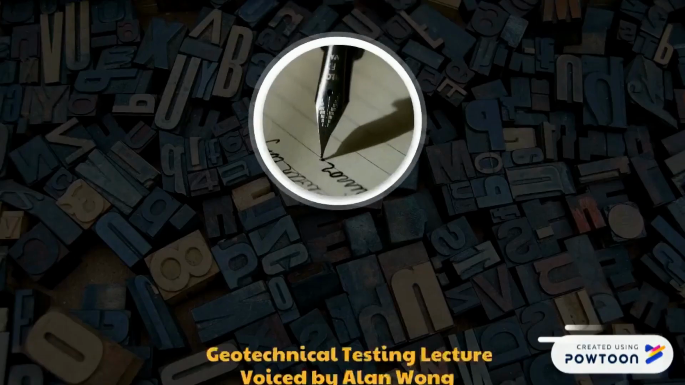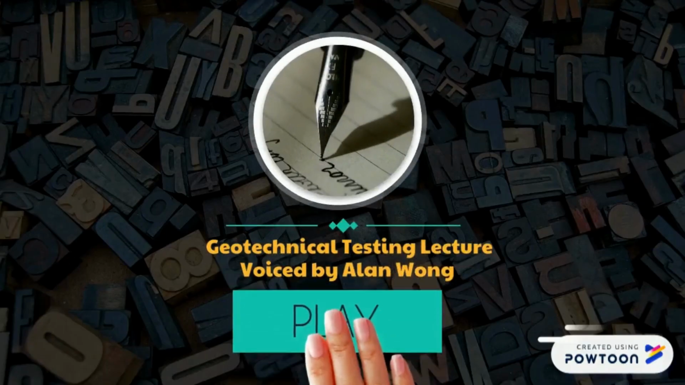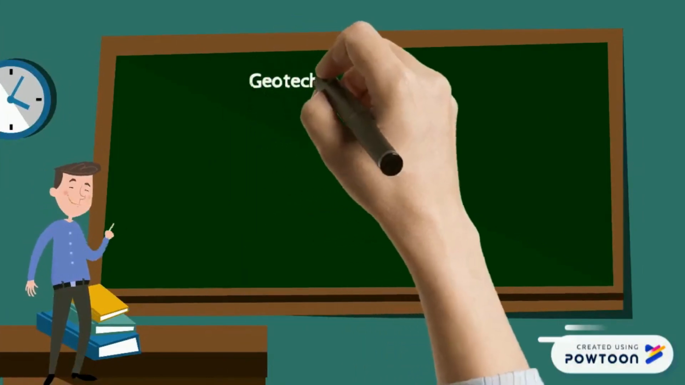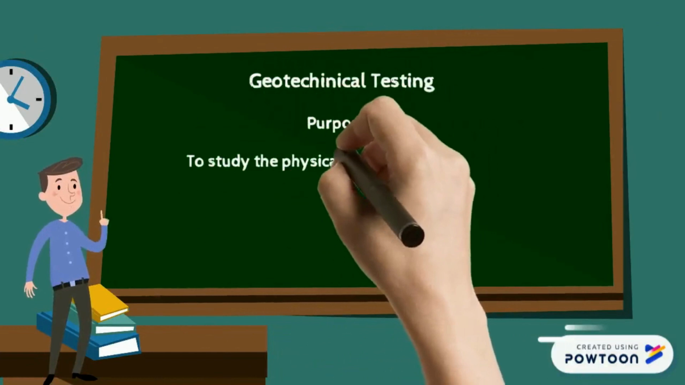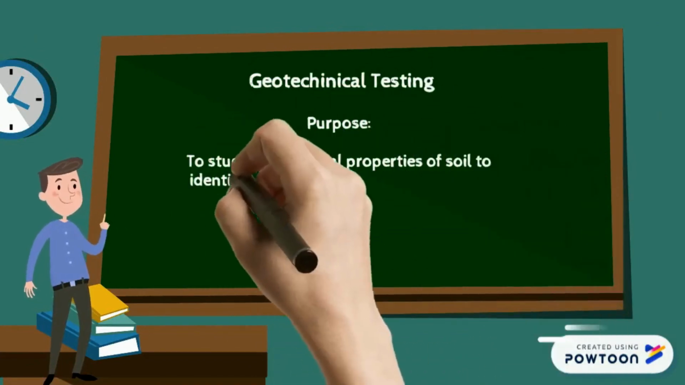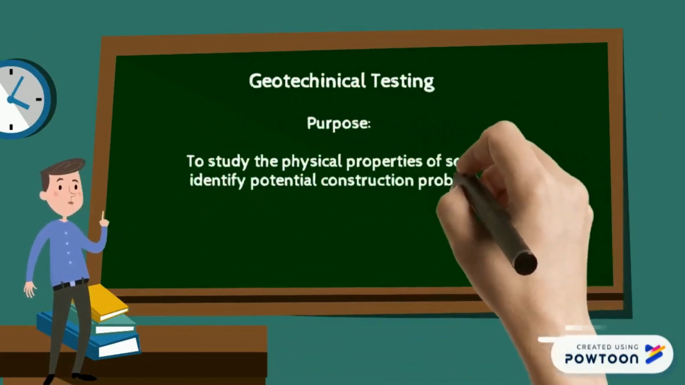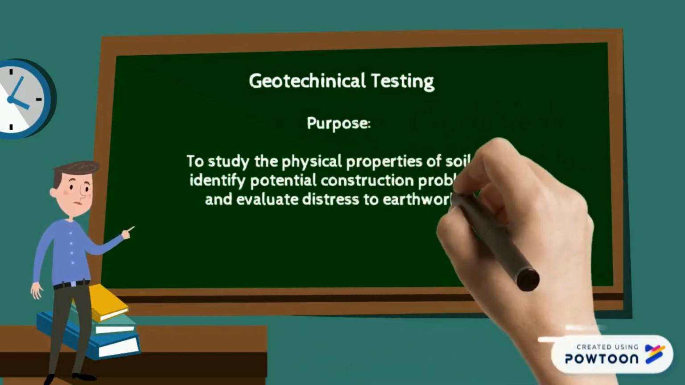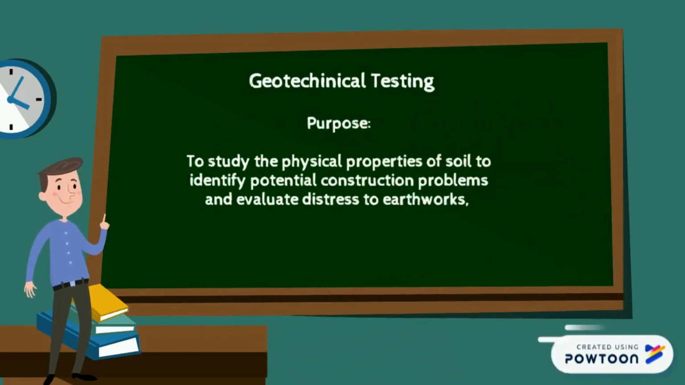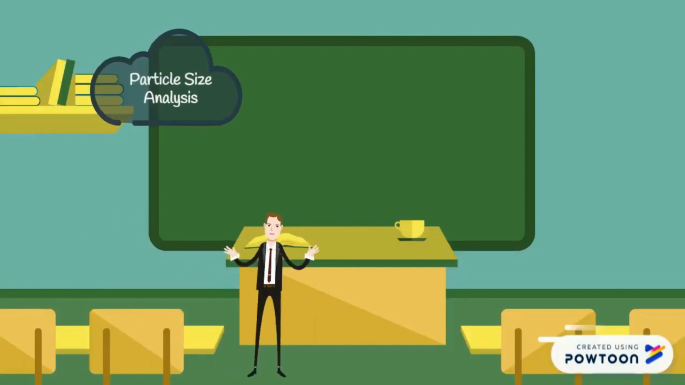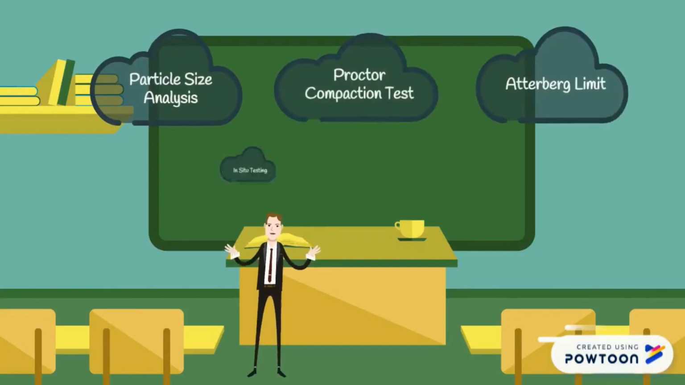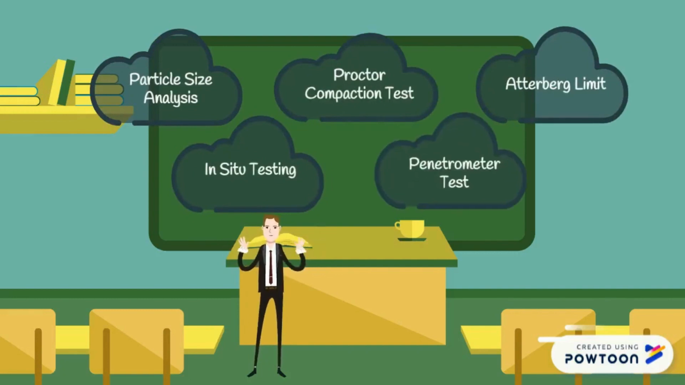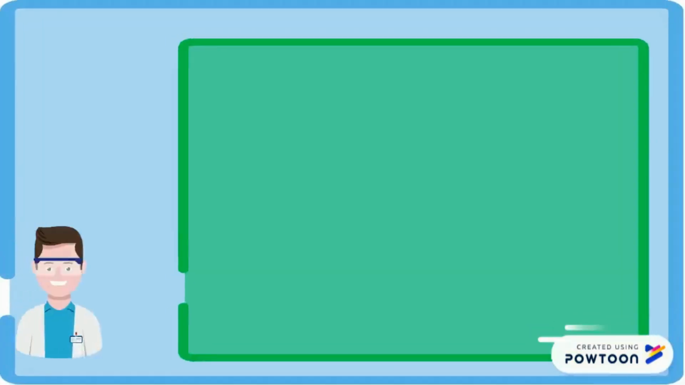Now have a look at geotechnical testing. Geotechnical testing is used to study physical properties of soil by identifying potential construction problems and evaluating distress to earthworks. It includes particle size analysis, proctor compaction test, Atterberg limits, in situ testing, and also penetrometer tests.